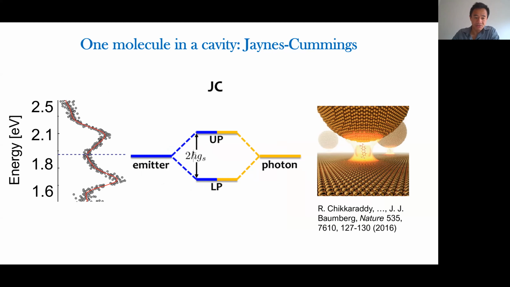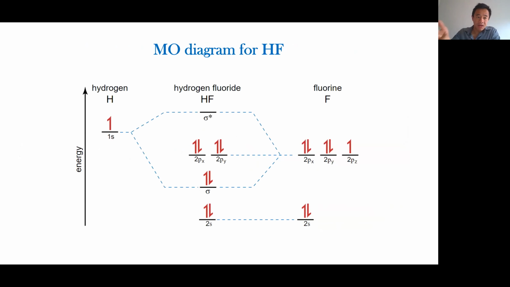And apparently this is robust, and this is happening at room temperature. The lines are broad, but then the Rabi splitting is even bigger. However, now I want to switch gears, and instead of talking hydrogen molecule, I want to talk about hydrogen fluoride.